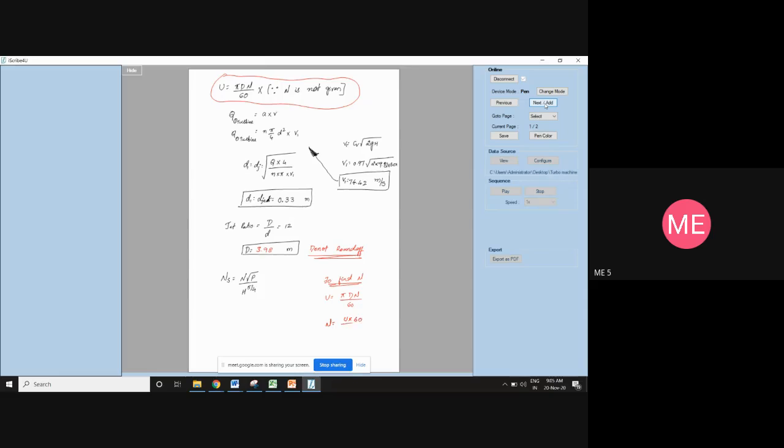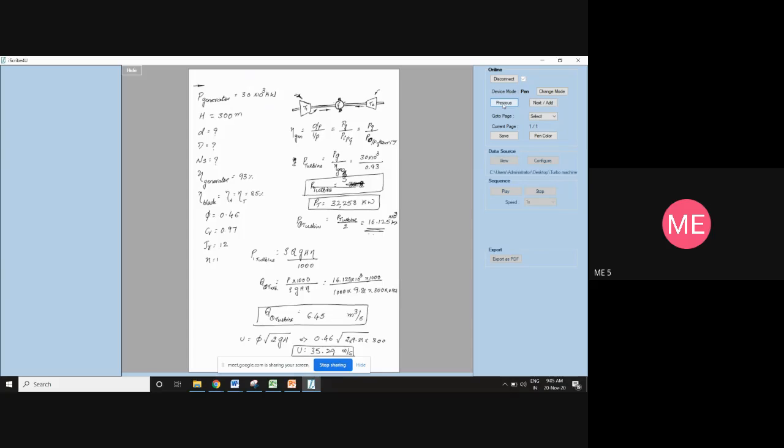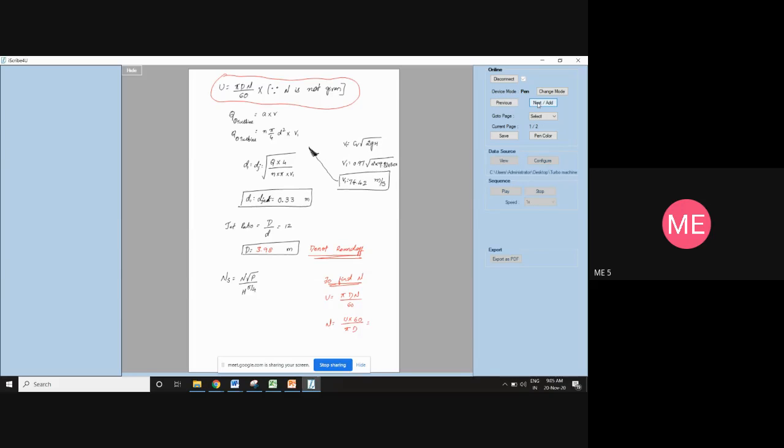N is U into 60 by pi D. So what is the value of U? We got 35.29. 35.29 into 60 by pi into capital D, we got 3.98. So what is the value of N in RPM? 169.34 RPM. Use this over here. If I use that, then definitely we will get the specific speed of each turbine.